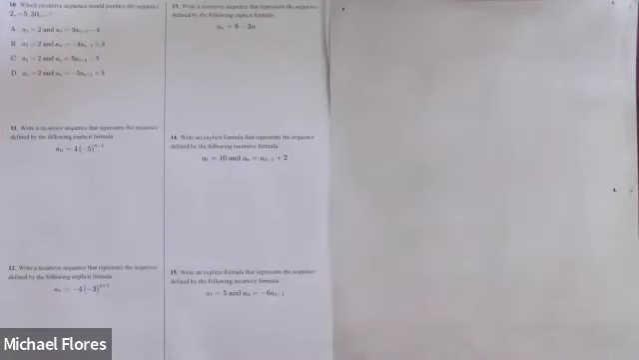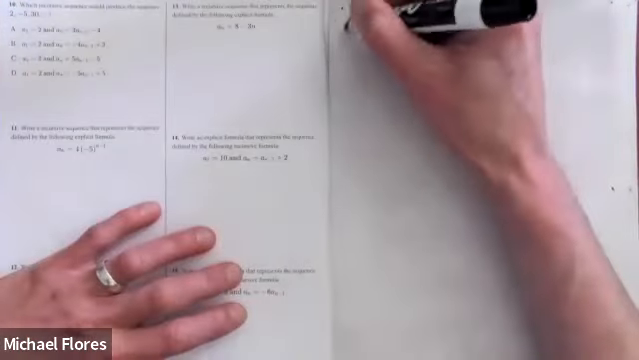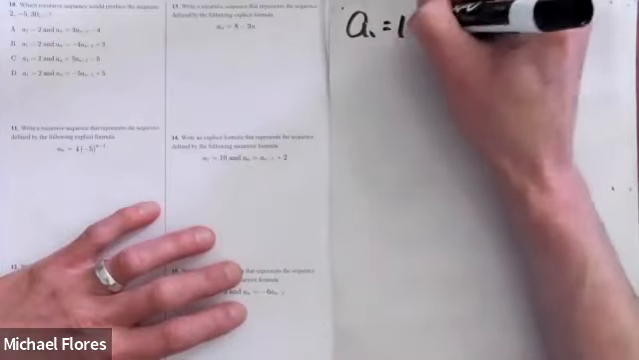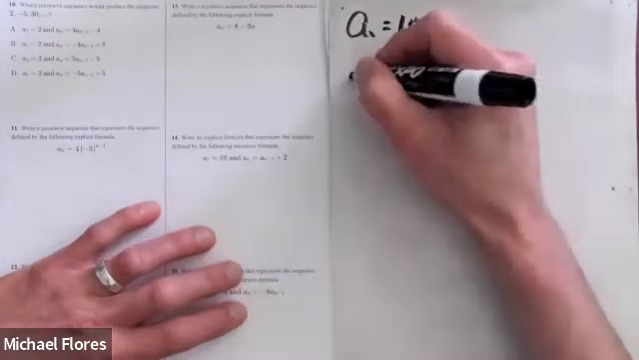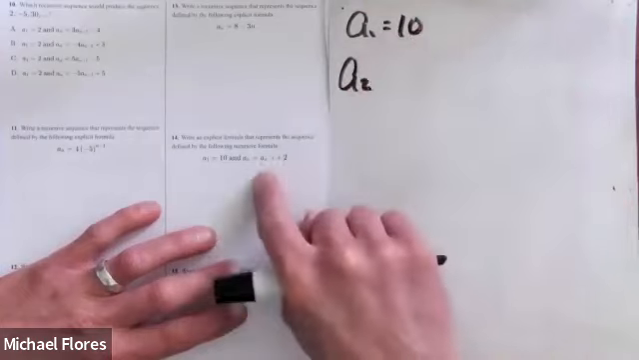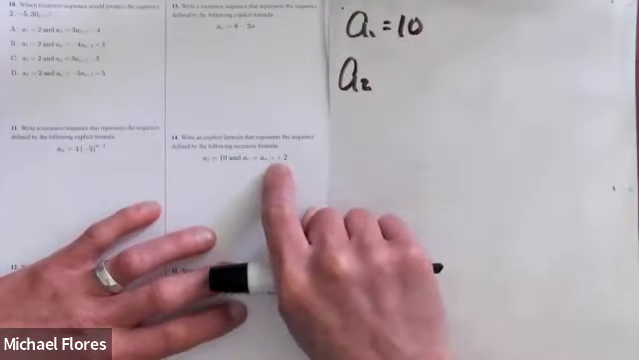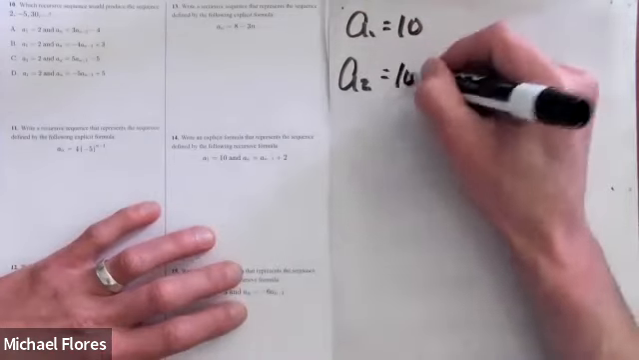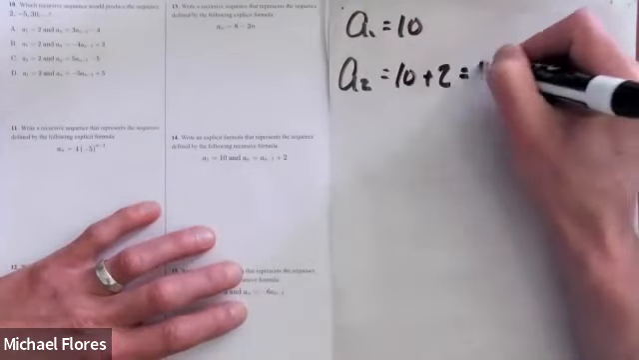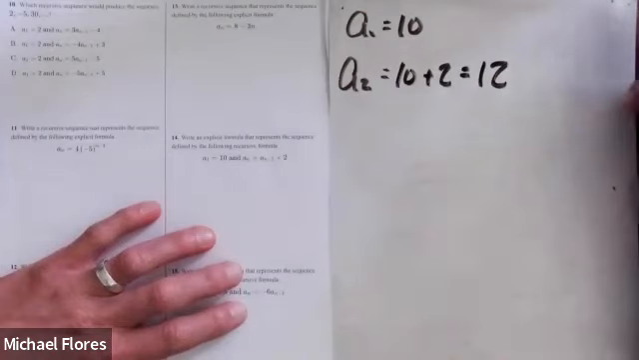For example 14, here is what you could do. They tell you what the first term is. The first term is 10. To find the second term, we could take 10, substitute it into the formula here. Previous answer plus 2. Our previous answer was 10. Add 2 to get 12. So we're adding 2 every single time.